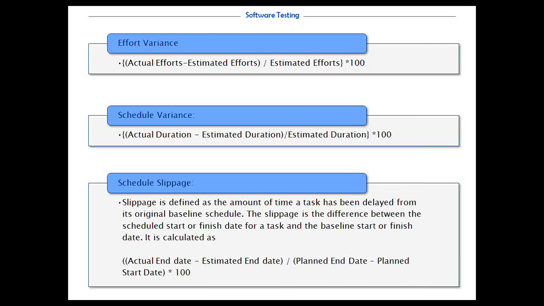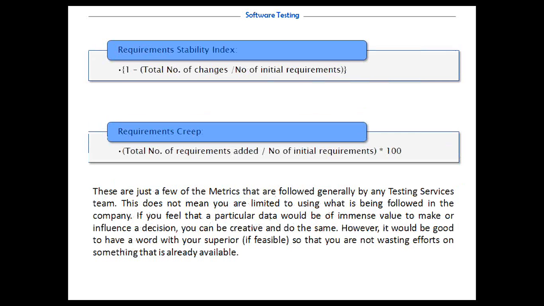Now, there are a lot like this. You have your schedule slippage, requirement stability index, requirements creep. These are just a few of the metrics that are generally followed in testing services. Now, this does not mean that you are limited to using what is being followed. If you feel that there is scope for improvising, or you need a particular metric to be introduced into your system, you can do that.